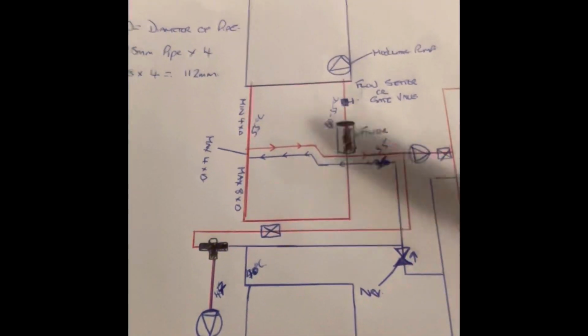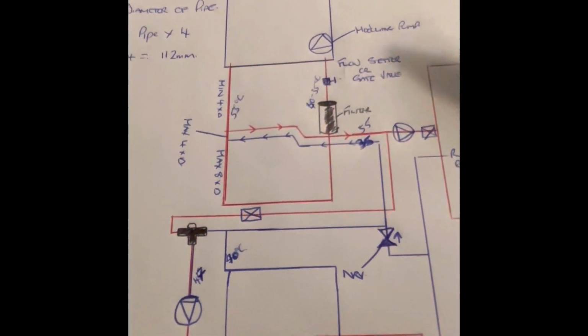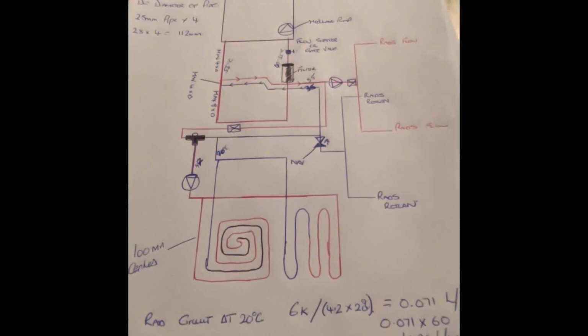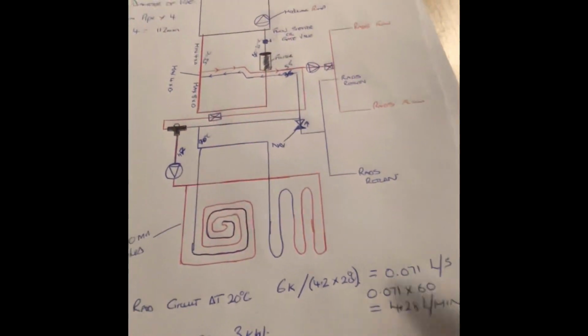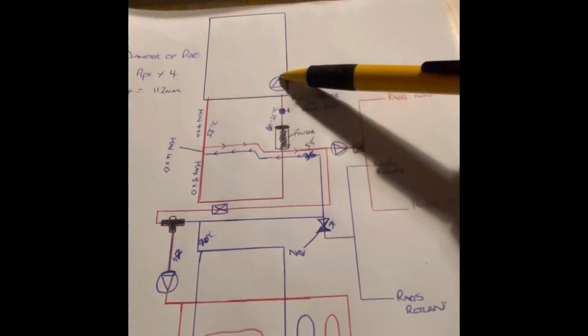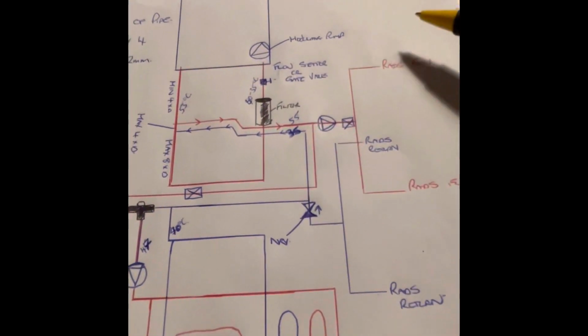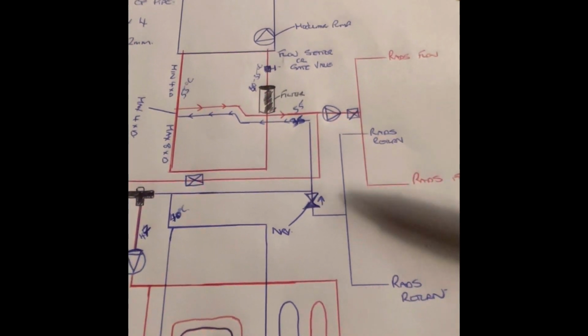So why you would fit close couple T's is if you want to run multiple zones at different flow rates, at different DTs, or if your pump is not actually up to the job of circulating around the system. So the first time I ever used close couple T's was probably about 6-7 years ago. I had a job. This is how I drew it out at the time. Looking back now, there we go.